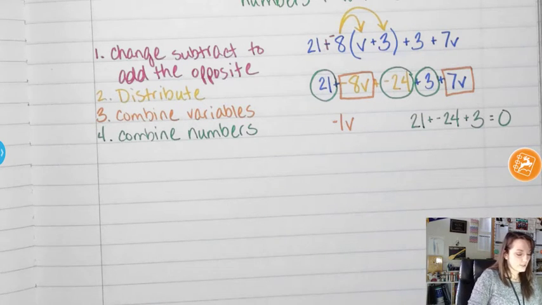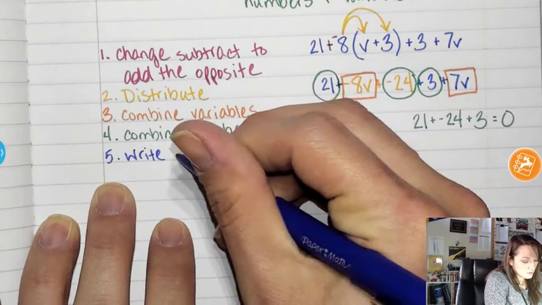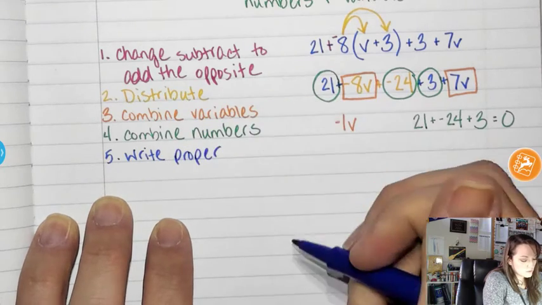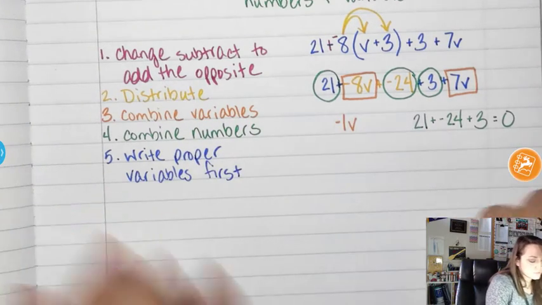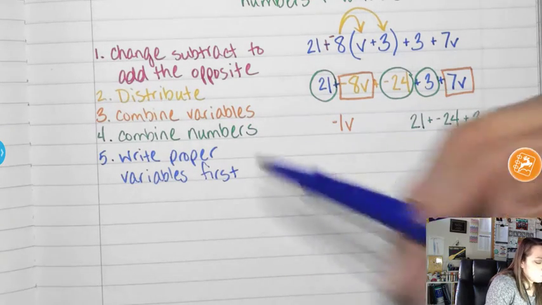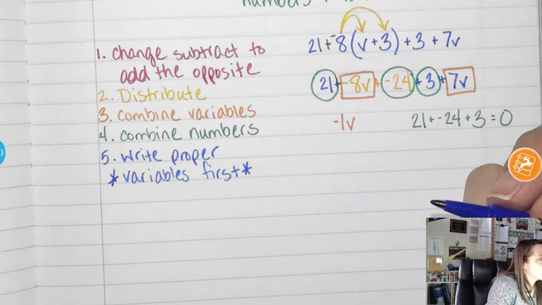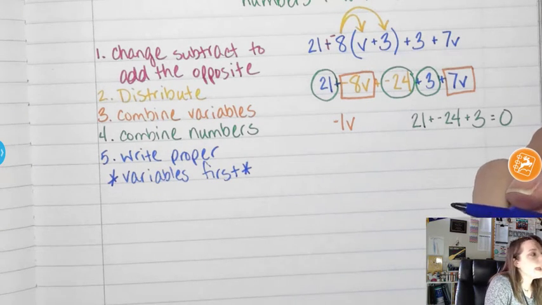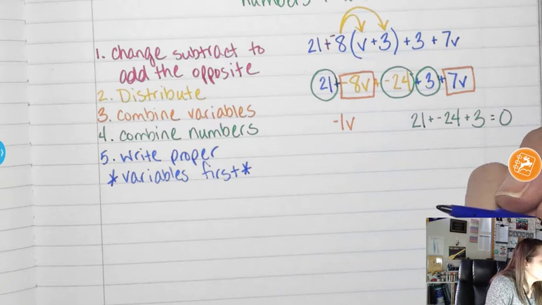So then the absolute last thing you need to do, we're going to write it proper. Variables come first. Combine variables, combine numbers. Variables come first when you write it. And if there's more than one variable, they're alphabetical. So like B would come before X. You would go X, Y, then Z. A, B, then C. F, G, H. A, F, Z. Alphabetical.